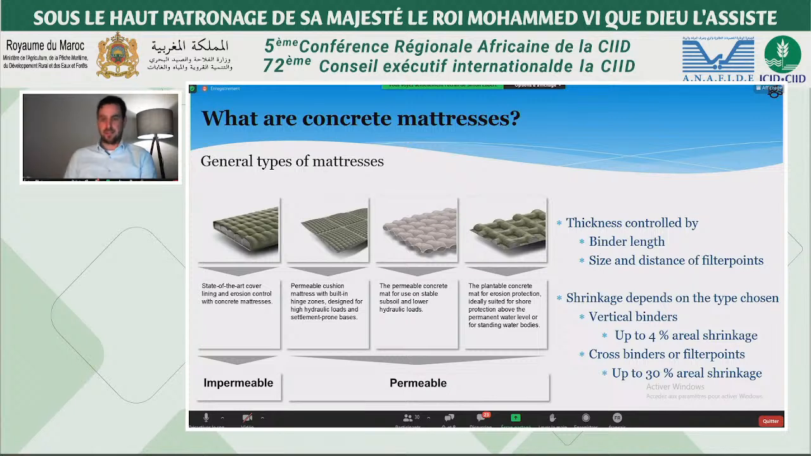Ceci peut être contrôlé par la longueur des côtés et aussi des points de prise. Comme vous voyez ici, ça, c'est un matelas qui peut être utilisé pour la protection contre l'érosion. C'est comme un revêtement avec une structure où l'on a de gros points et il y a possibilité d'évacuation après un certain temps.